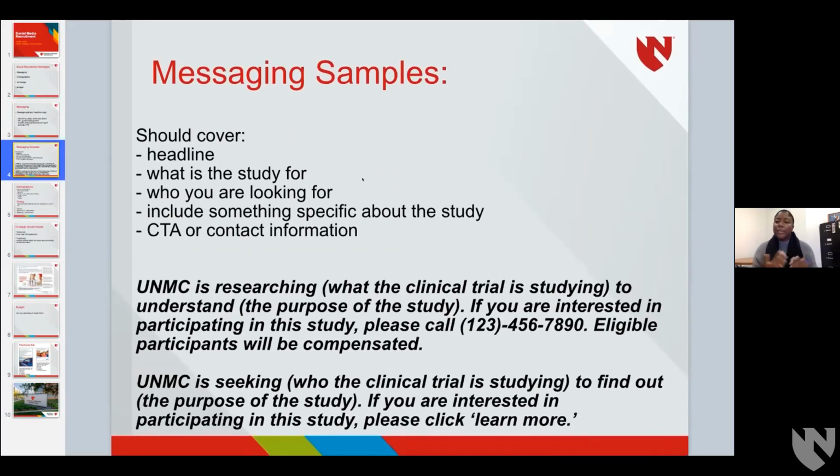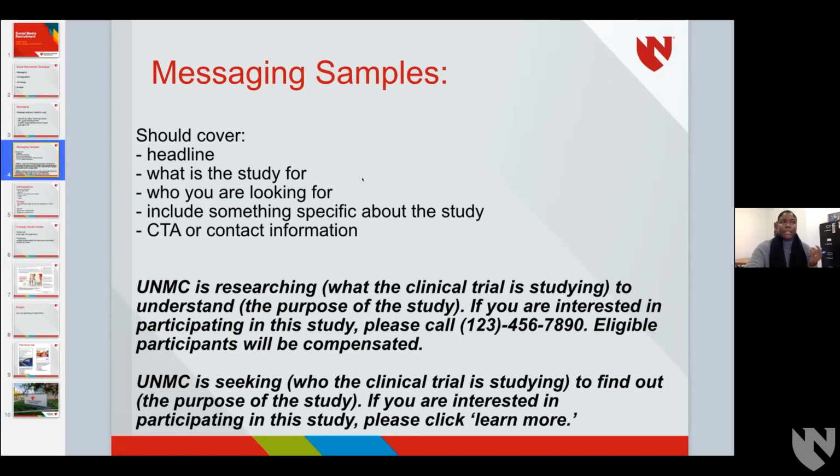So I've created a few Mad Libs to really help out some of our researchers here on campus. All they need to do is fill in the blanks. What your messaging sample should have is a headline. For your headline, I usually say it should be: what will this study answer? What is the study looking to get out of? What is your end goal? Having a headline that covers that will be very helpful, and it should be catchy as well. So what is your study for? Who are you looking to recruit? Anything specific about the study?